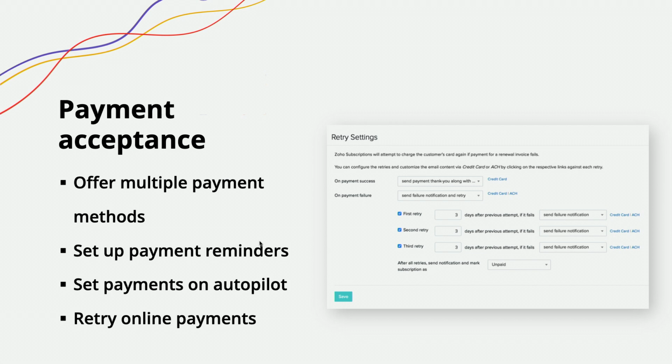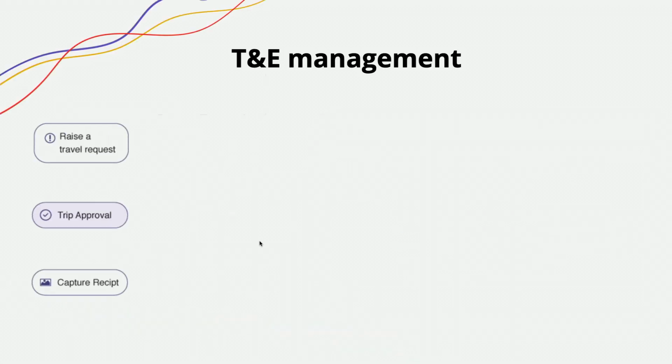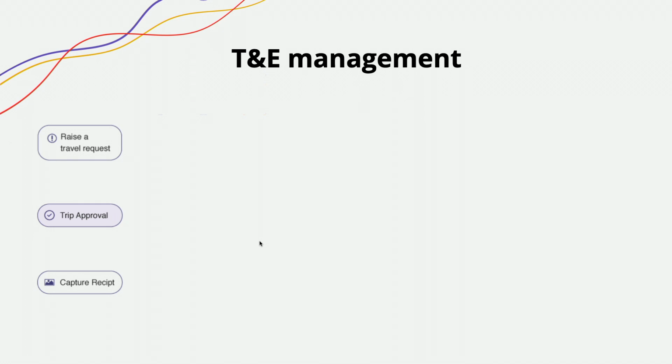If it fails again, you send a second email that's slightly more rude, and then you get one that's even more rude. But you can do that. Travel and expense. Travel and expense management inside.